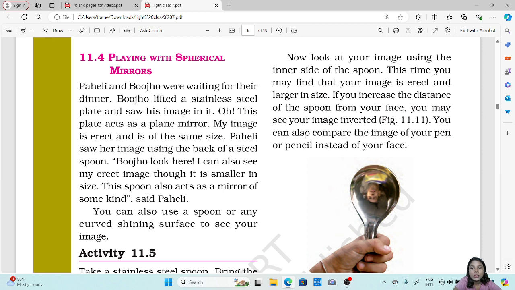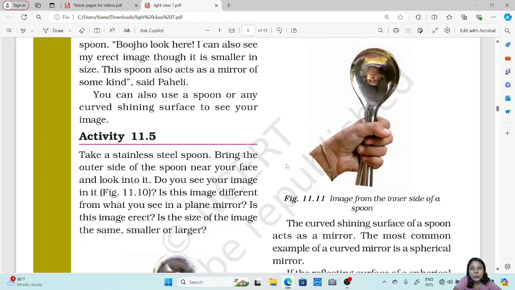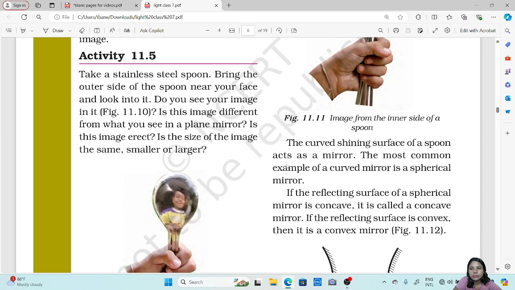Paheli saw her image using the back of a steel spoon. Bojo, look here. I can also see my erect image, though it is smaller in size. This spoon also acts as a mirror of some kind, said Paheli. So when Bojo looked at himself in the plate, he saw his image erect and of the same size as him. But when Paheli looked, she also saw an erect image, but the size was a little smaller. You can also use a spoon or any curved shiny surface to see your image.